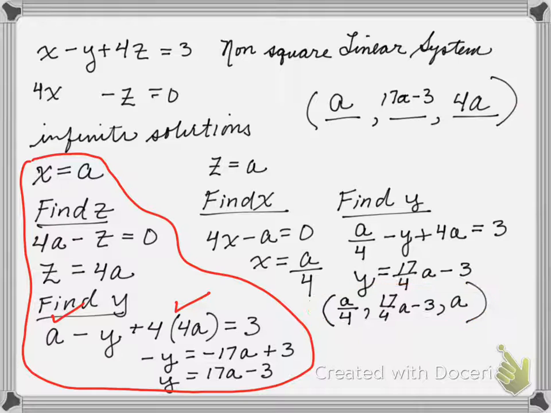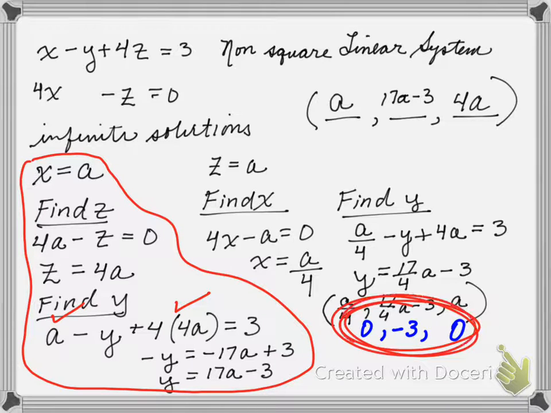But let's just watch this little check here. If I were to let a equal 0, so let's look at the bottom one. If I were to let a equal 0, that would mean that my y-coordinate is -3, and my x-coordinate is 0. So that is a point, and I tell you, and you can check this, that this point here, 0, -3, 0, will satisfy both of these equations. Okay?